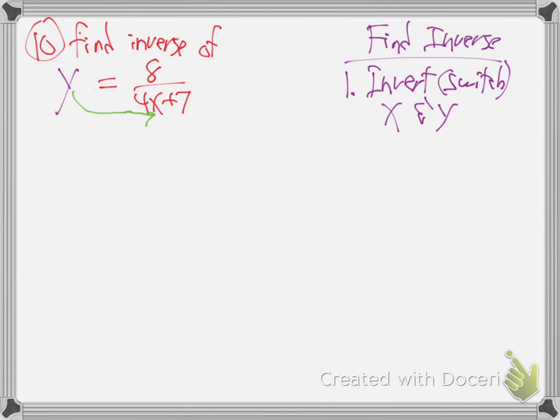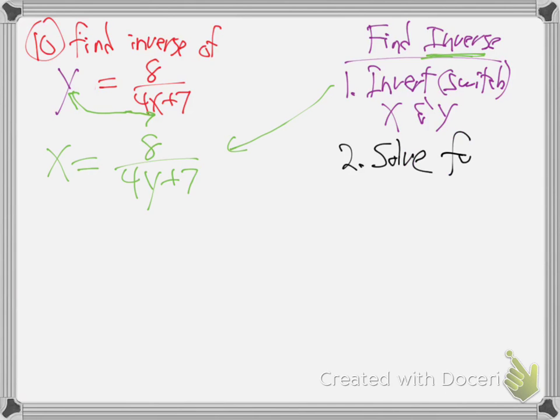Switch right there, x and y. So this becomes x out here and y in there. Everything else stays put. The 8, the 4, the 7. They stay right where they're at. You just switch, invert x and y. That's what an inverse function is, an inverting of x and y. And then step 2, solve for y.